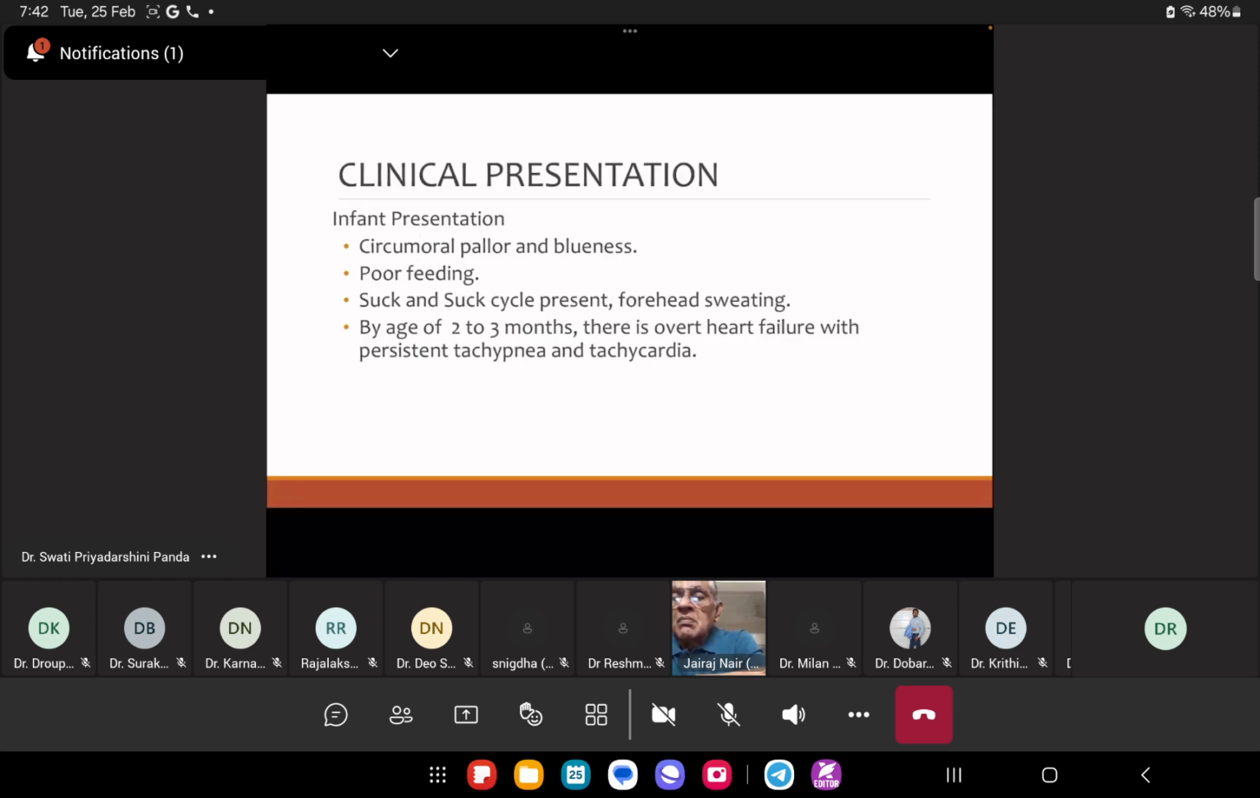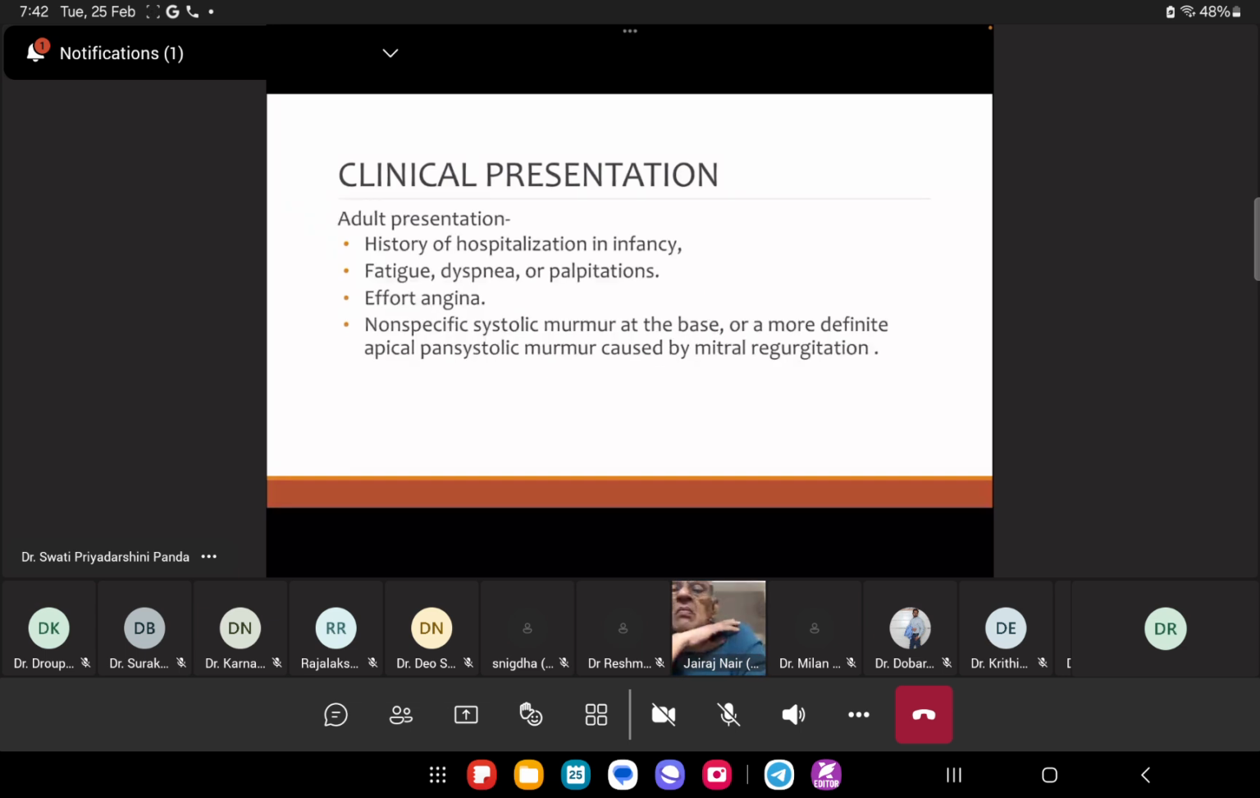Clinical presentation in infantile type. Infant presents with acute pallor and blueness, poor feeding, suck cycle present, forehead sweating. By the age of 2 to 3 months, there is overt heart failure with persistent tachypnea and tachycardia. In adult type, history of hospitalization in infancy, fatigue, dyspnea, or palpitation and effort angina present.